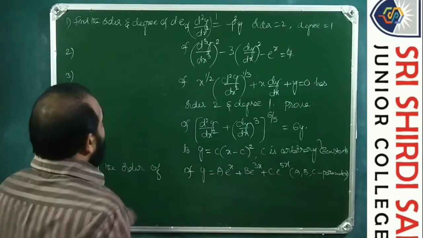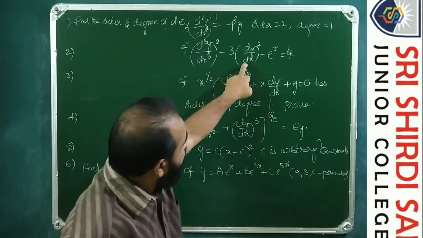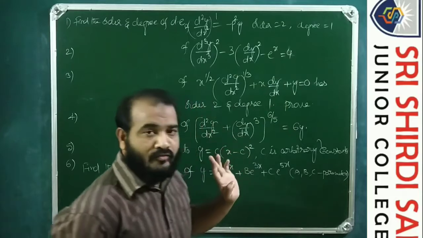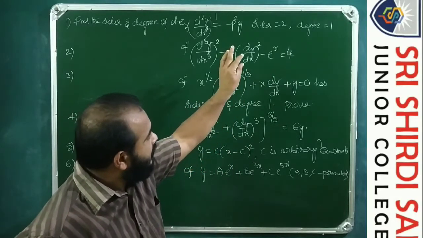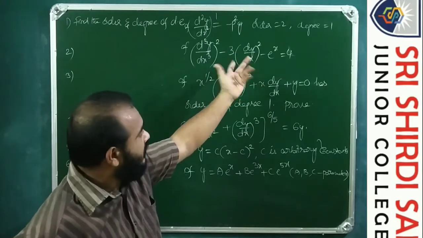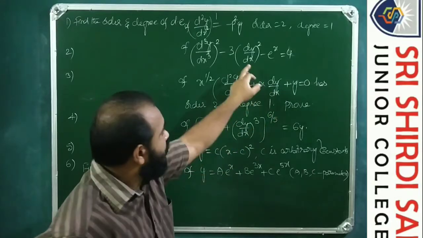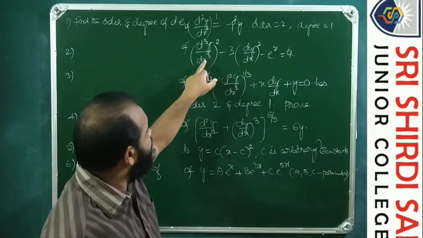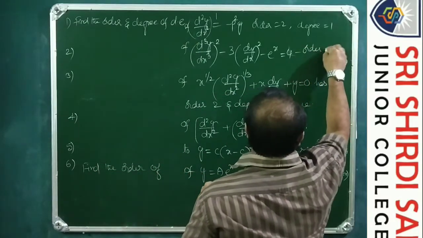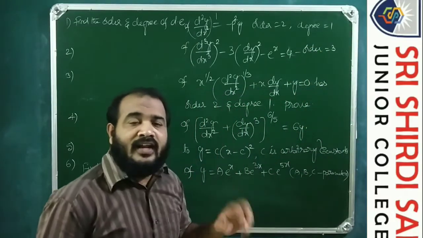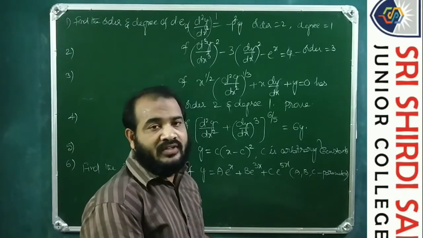Likewise, what is the order and degree of this: d cube y by dx cube, plus dy by dx, minus e power x, equals 4? First of all, let us find the order. If you differentiate y one time, this is dy by dx, the first order derivative, and this is the third order derivative. Therefore, order is equal to 3. For telling the order, there is no confusion involved.